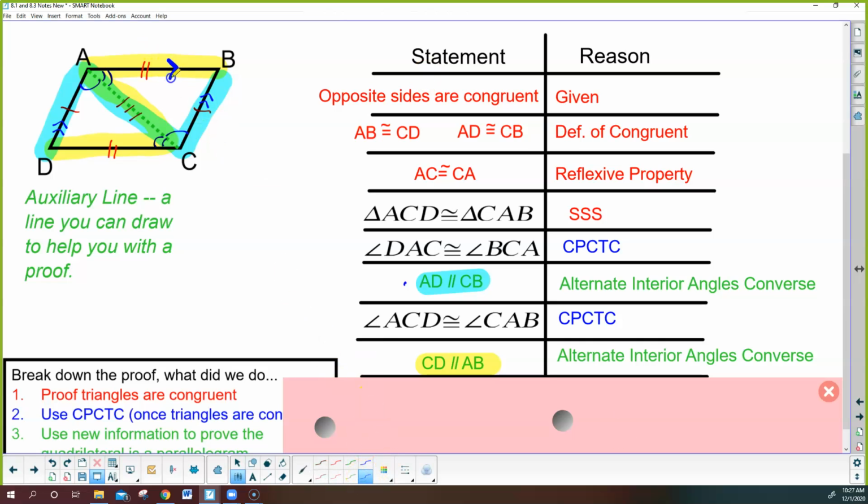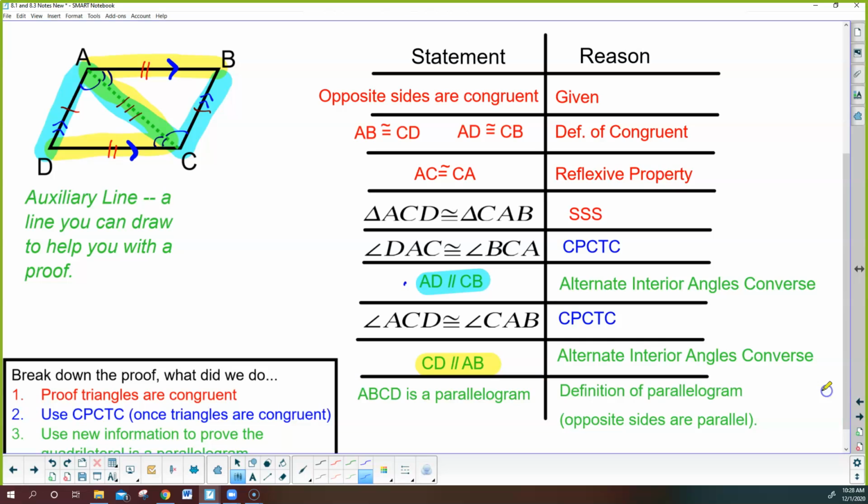I'm going to add that to my picture. And what did I just prove now? I have two pairs of parallel lines. Well, wait a minute. Two pairs of parallel lines, or opposite sides being parallel, is the definition of a parallelogram. So I proved that ABCD is a parallelogram because I used the definition of the parallelogram.